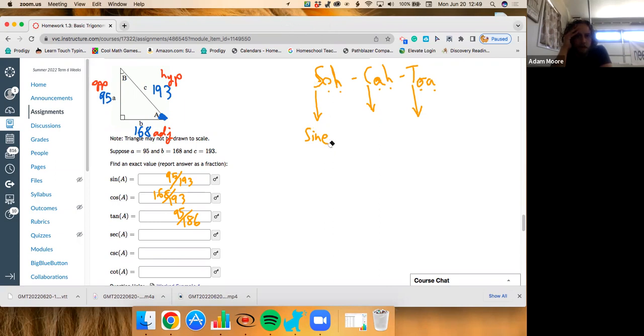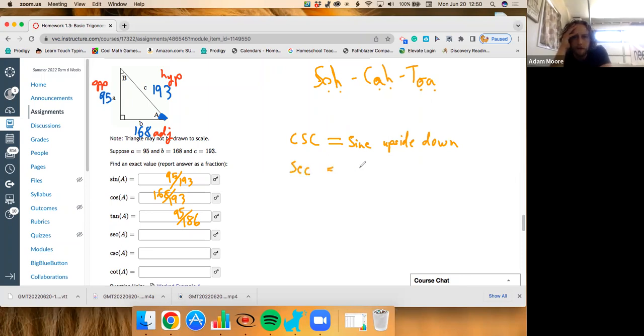Here's another way. You don't worry about the arrows here. We might use those. I don't know. But check this out. Cosecant, CSC is the way we abbreviate that. Cosecant is upside down sine, 1 over the sine ratio. So that is hypotenuse over opposite, you know. And then the secant ratio, SEC, is the cosine upside down.